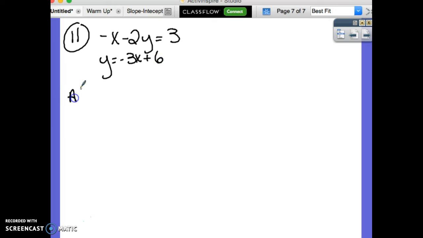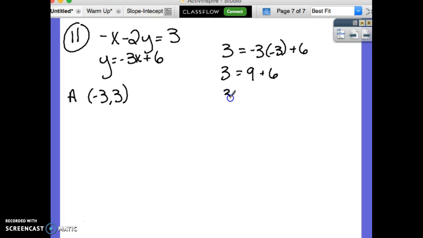All right, starting with A. A says negative 3, 3. It doesn't matter which equation you use. I'm going to use this bottom one, but really it's not going to matter. I'm just going to use this bottom one because I can. So here my y is 3, so I'm going to put that there. And then negative 3 times negative 3 plus 6. So 3 equals, negative times a negative is positive, is 9 plus 6. Well, 3 does not equal 15, so it's not A.